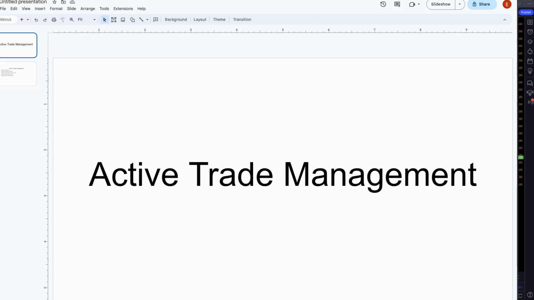So let's go over active trade management and what it is. The definition is basically as simple as what it is. It's just actively managing your trade by moving around your stop loss, your take profits, and your orders, scaling in and out of a trade as price, volume, and new data comes into the market.